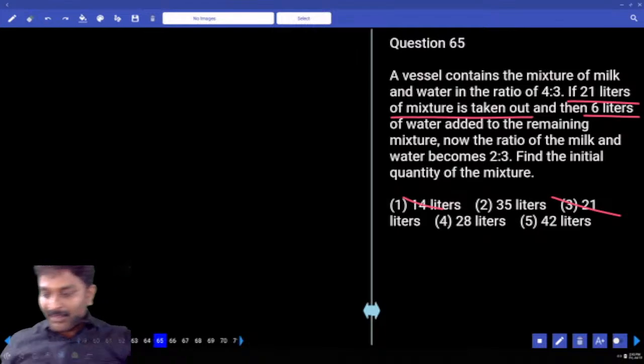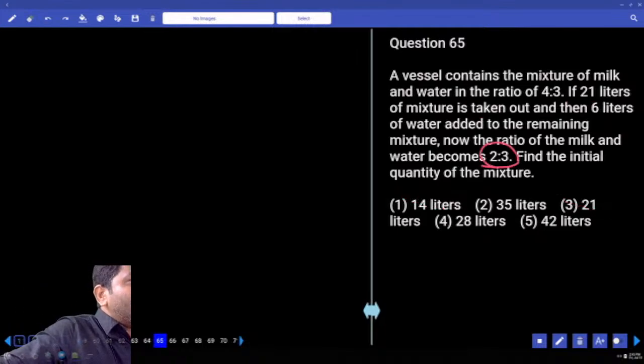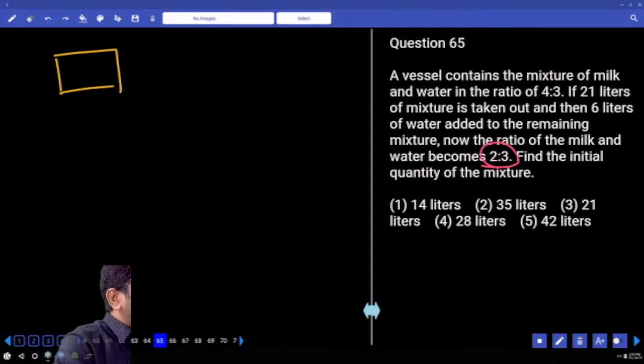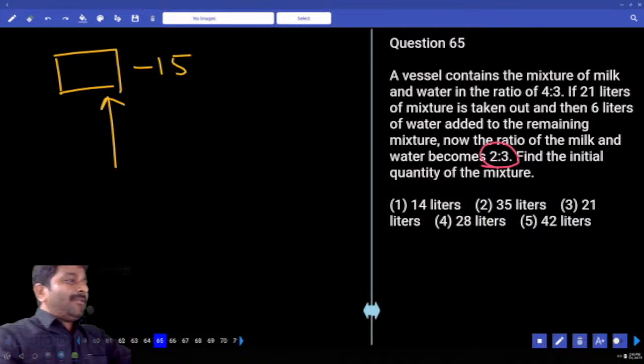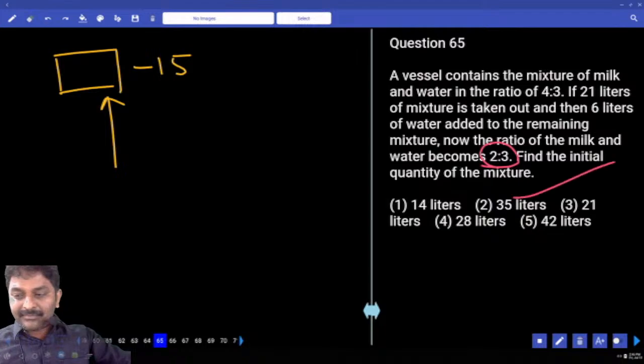Right. Finally, the ratio is 2:3, how many parts? Should be 5 multiple, right? When should it be 5 multiple? From the initial container, when you subtract 15 liters, it should be a 5 multiple. Then the original number also should be a 5 multiple. Go to options now. Done.